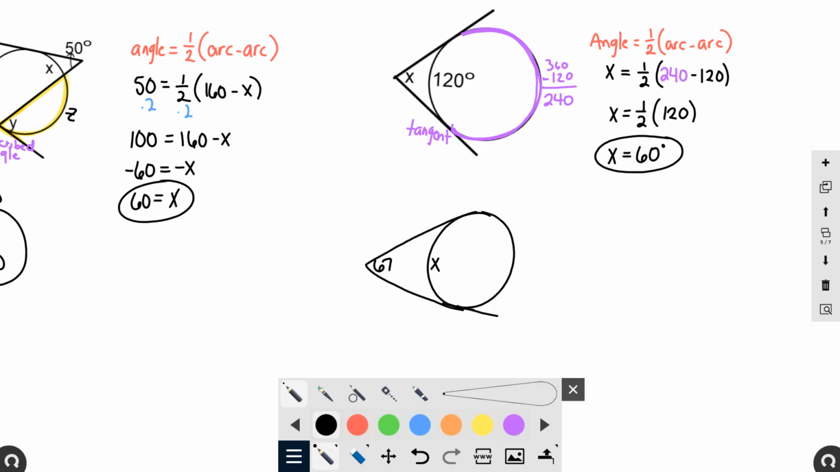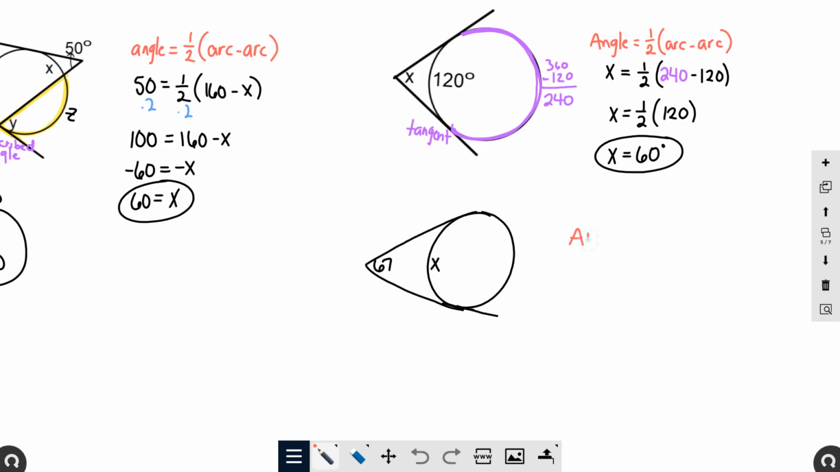So if we set up the same type of thing, the angle equals 1/2 arc minus arc. My angle is 67. I don't know this outer arc, but I know the inner arc is x. How can I find the outer arc?